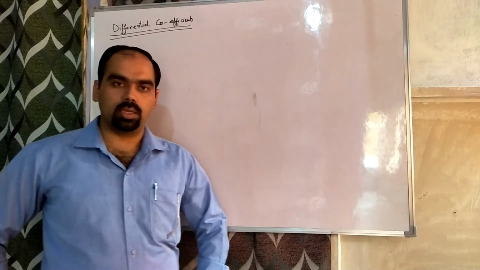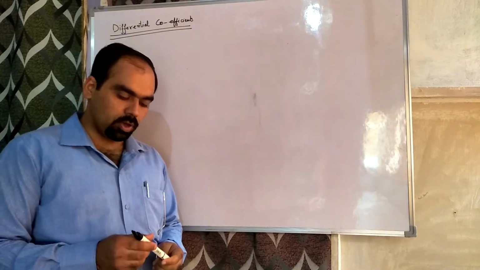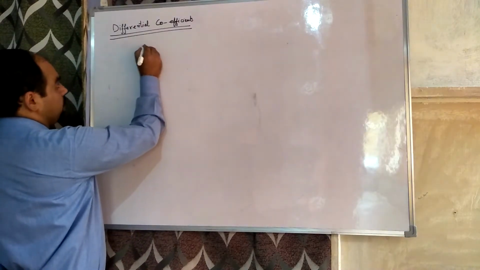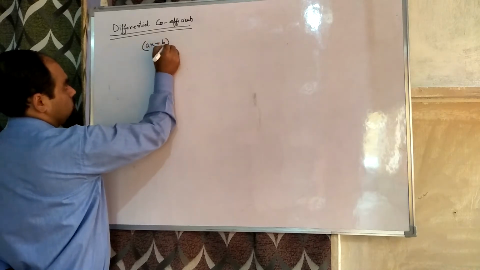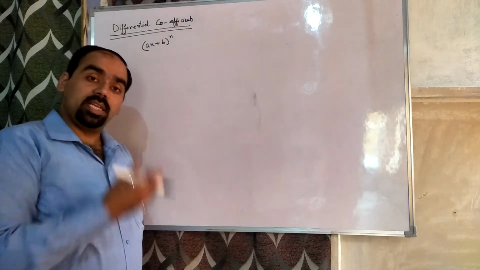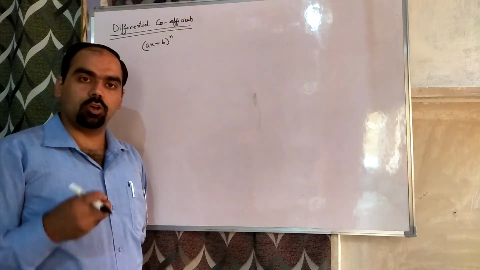So today's topic is the differential coefficient of some more functions. Today's function is (ax plus b) raised to power n. So we have to differentiate it, we have to find its differential coefficient.